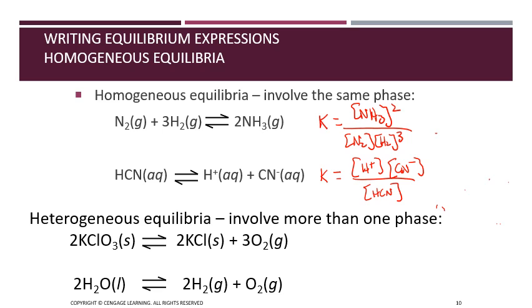So now let's look at our heterogeneous equilibrium. In these instances, again, anything that is a solid or a liquid, we will eliminate from the equilibrium expression. So for this first example, I would have my K being equal to the concentration of O2 raised to the third power. In my second example, I have water as a liquid going to 2H2 as a gas plus O2 as a gas. So for this example, my K would be equal to the H2 concentration squared times the O2 concentration.